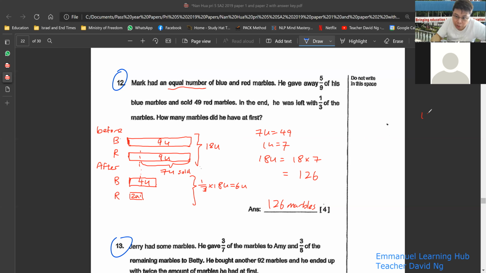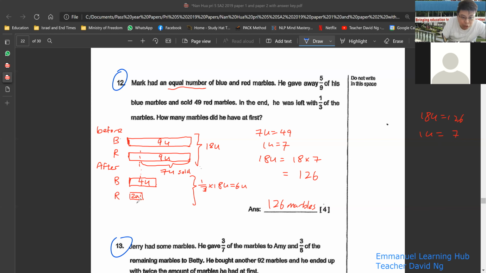So you can write 18 units is 126. 1 unit, then you double check. 126 divided by 18, 7. Okay, if 1 unit is 7, right? Then you double check, is it really 7 unit is sold? So how to verify 7 unit is sold? Then you see 2 unit originally have 9 unit. So 7 unit is sold.